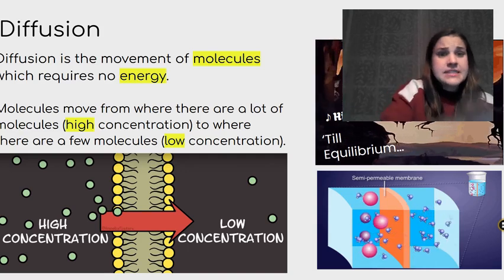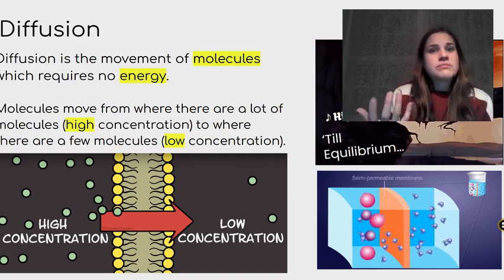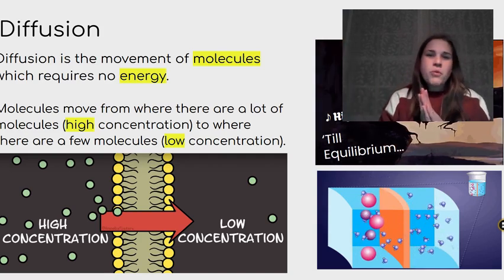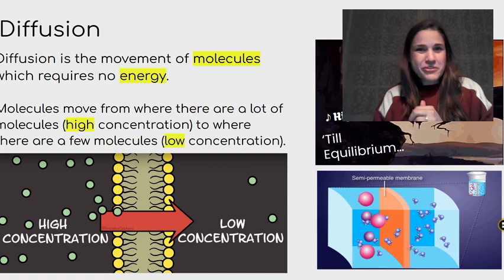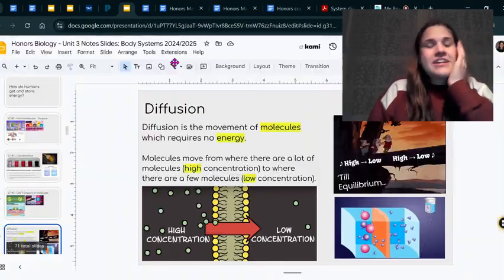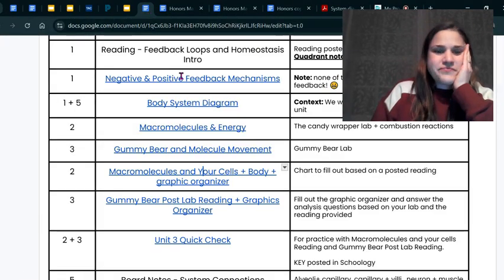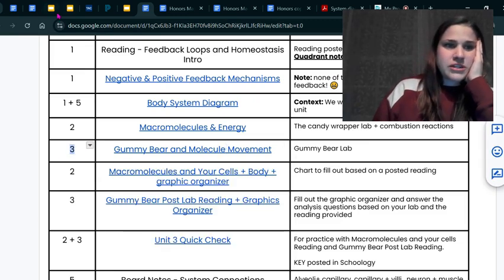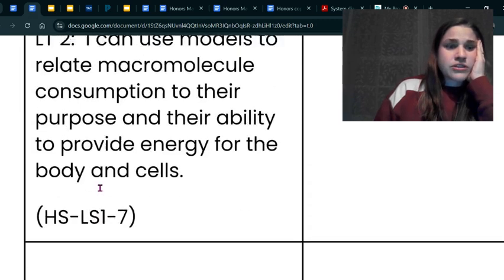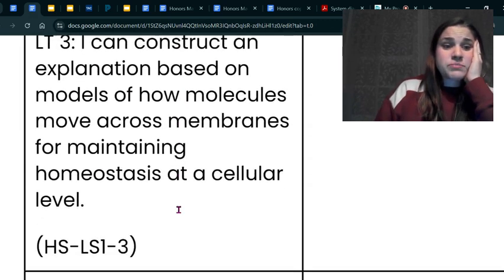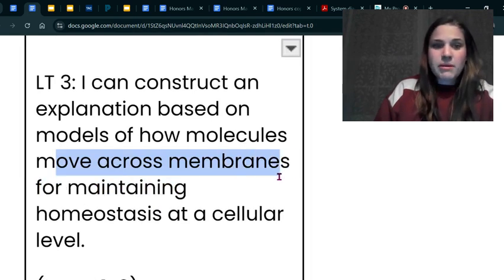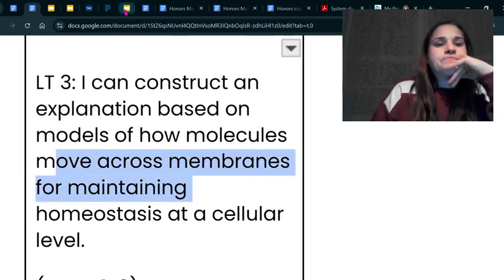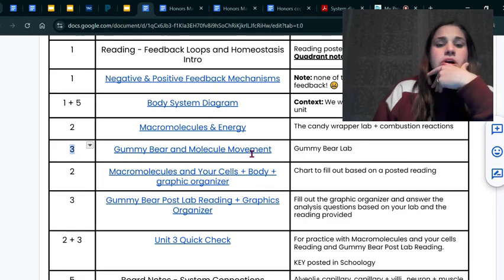And fun fact, osmosis is diffusion, but specifically of water molecules. Biology just felt the need to give water its own vocab word in terms of diffusion because of how important it is. So we saw this in action with our gummy bear lab. So we've moved on here to learning target 3, which is all about the purpose of the macromolecules, but how do they move across the membranes for maintaining homeostasis at a cellular level. And so we learned that through our gummy bear lab.